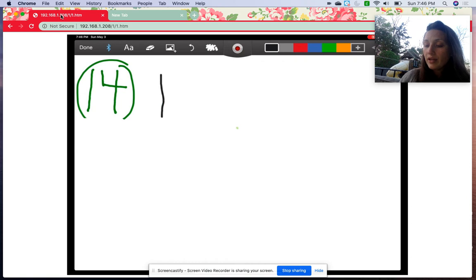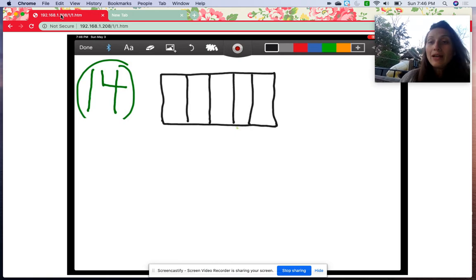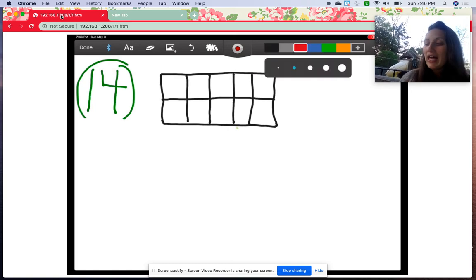Here's my big rectangle, and this is a chance for you to practice drawing neatly and being very careful. Math is all about being organized and neat. Now I need 4 vertical lines. 1, 2, 3, 4. And 1 long horizontal line across the middle. There it is. Okay, so now I have my tens frame and I'm ready to start making my counters.